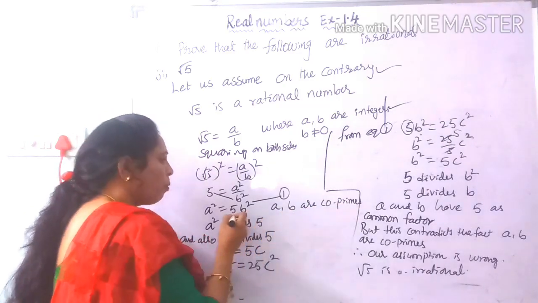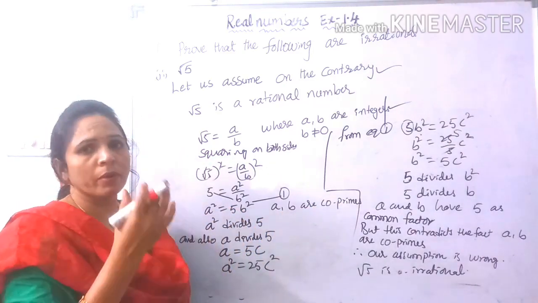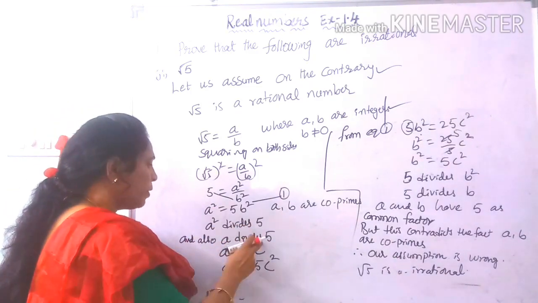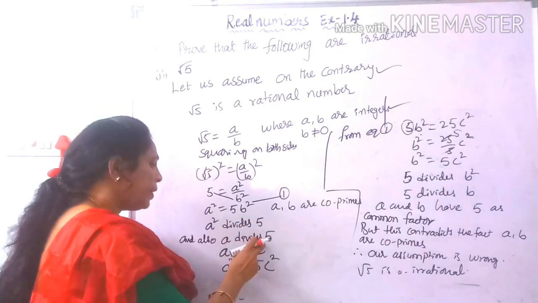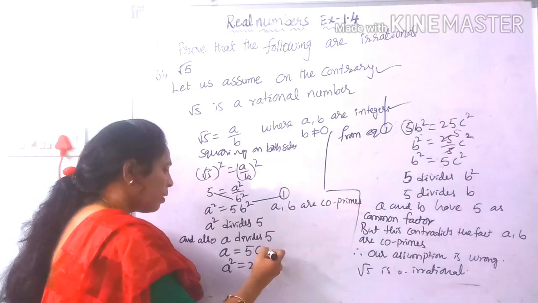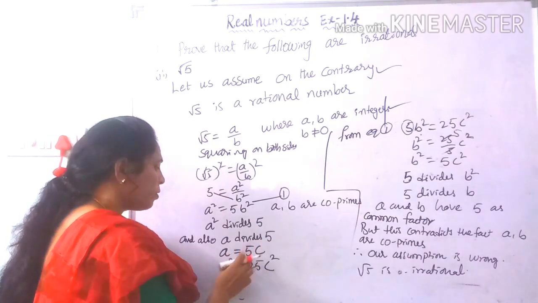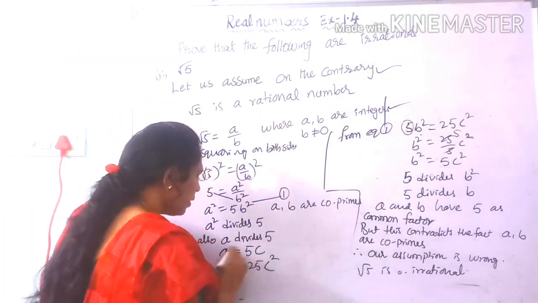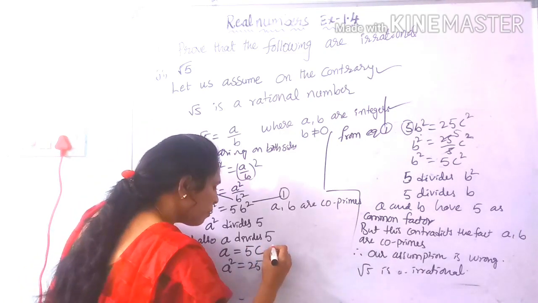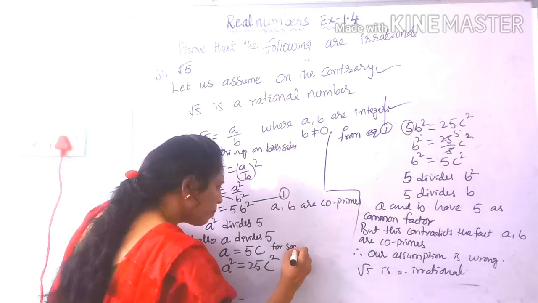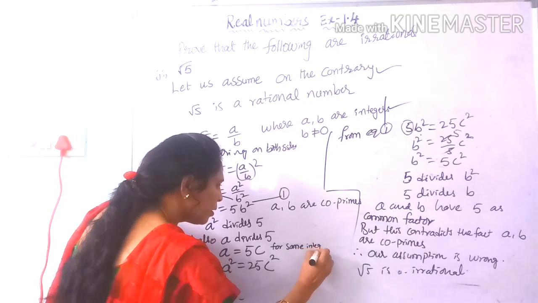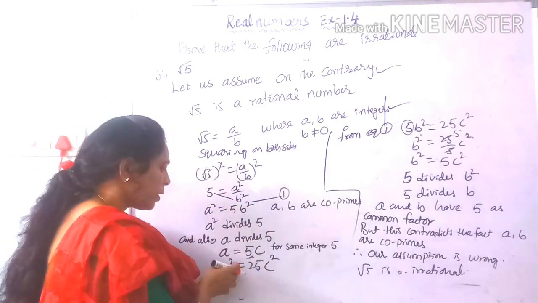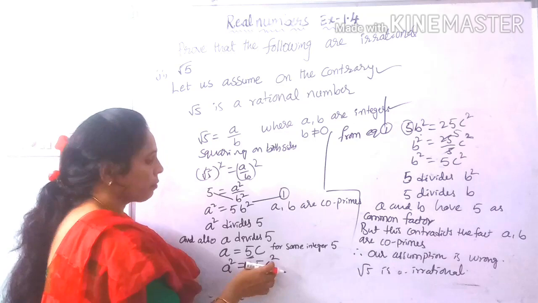Here a, b are co-primes. Co-primes is nothing but there is no common factor other than 1. So a square divides 5 and also a divides 5. So a is equal to 5c. Here we are taking a is equal to 5c for some integer c. So squaring on both sides, a square is equal to 25c square.